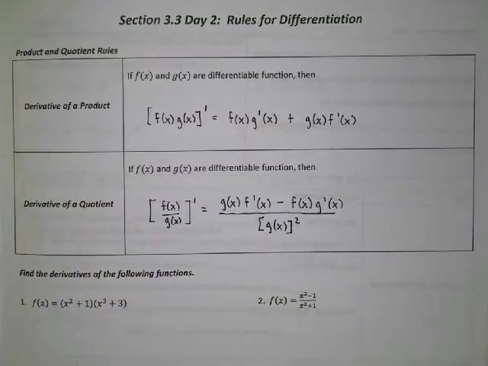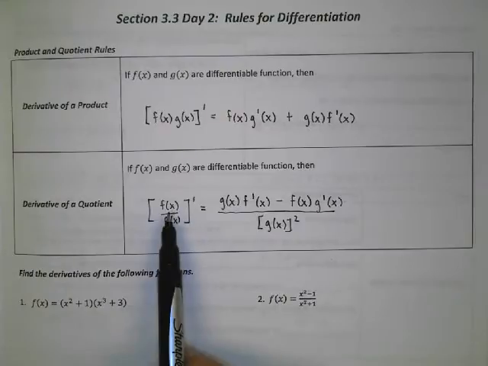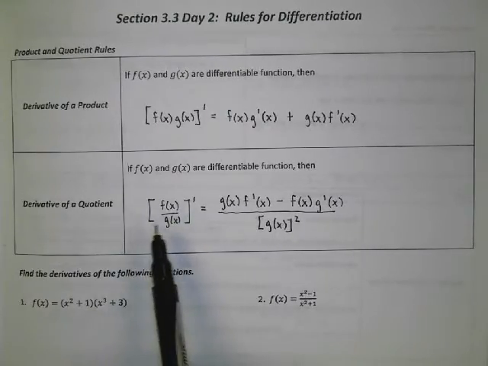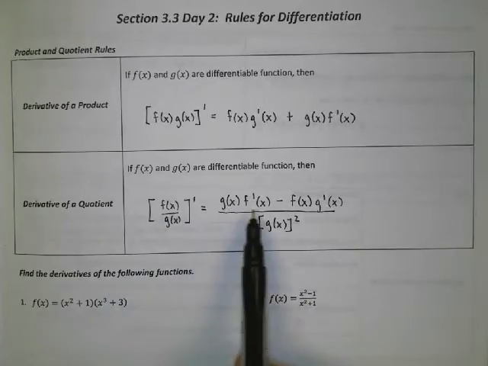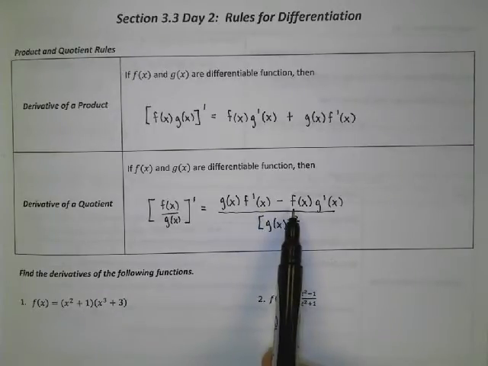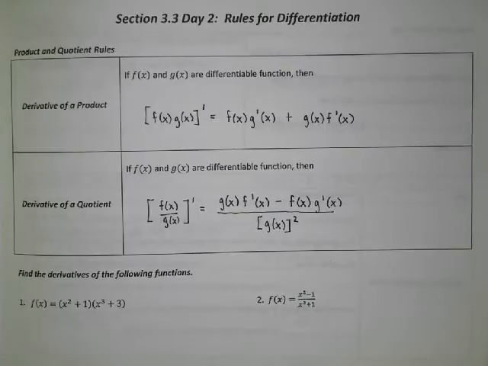The phrase you'll hear me say a lot is "low d high minus high d low over low squared." What I mean is, if I call f of x my high function because it's in the numerator, and g of x the low function because it's in the denominator, then I take low, d high, the derivative of my numerator, minus high, d low, all over low squared. Let's look at some examples to get some practice with that, and then I think it'll make more sense.